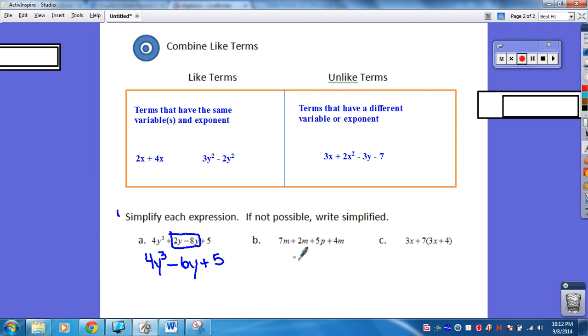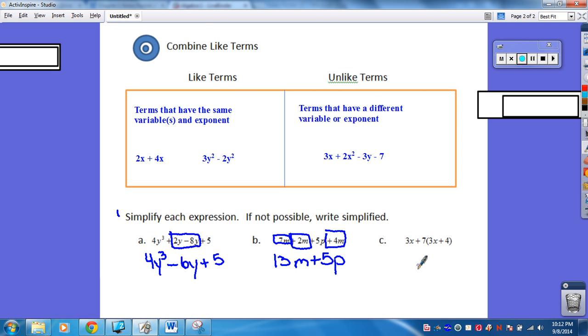Okay, we're going to do the same thing here. I have 7m, and the m does not have a power. So I'm going to go look for other terms that have an m. So I have 7m, I have 2m, and I have 4m. I can combine all three of these terms together. 7 plus 2 would give me 9, plus another 4 would be 13m. And then I have this other term in here that there's nothing else it can be combined with, so I just bring it down, plus 5p.